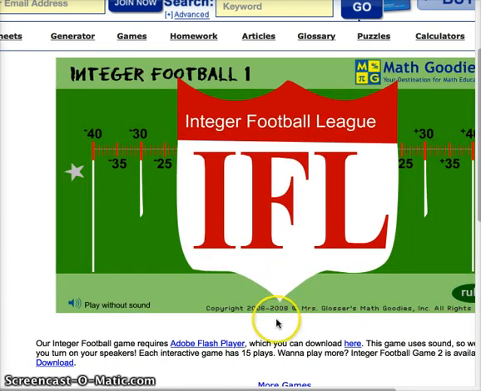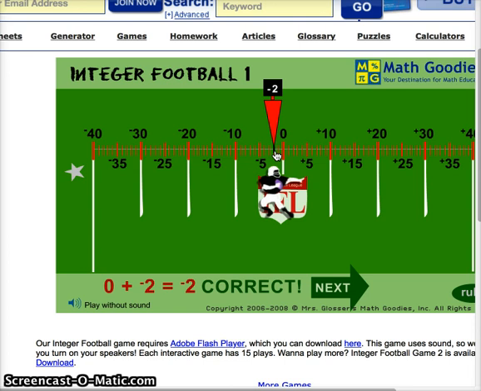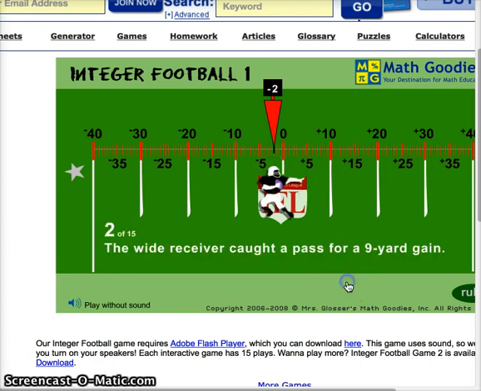So if they're playing, it says the running back ran for a loss of 2 yards. So they'd have to know that loss meant negative, and here's your 0, they have to move back 2 spots. And so they'd have to know whether it's forward or backwards, knowing whether the words were positive or negative. So let's just do the next one.